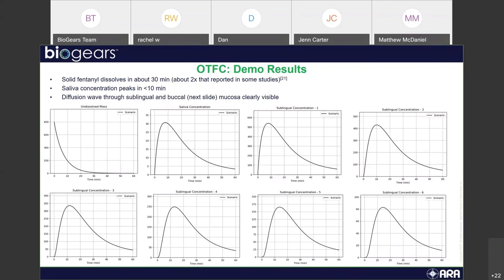You can see that our saliva concentration, though, peaks pretty rapidly and then decreases as fentanyl both is swallowed and dissolves through the mucosal layer. And so you can see these 6 plots that follow are all the sublingual regions. So the number 1 is the top layer, working your way down those different layers until you get to the basement layer that borders the blood flow site. And so you've got a wave of diffusion going through these regions, and then eventually, again, drug in that bottom layer diffuses into the bloodstream.